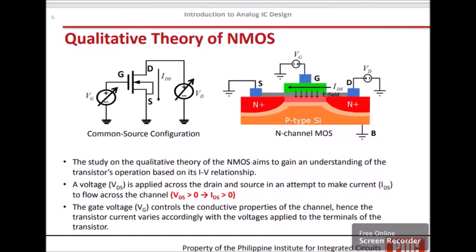On this left figure here, we have a common source configuration. Ma'am, ano na naman yan? Ba't naman tayo napunta na naman sa mga common source, common drain? Okay, so ganito lang yan. Basically, ganito kasi ina-employ yung ating NMOS.